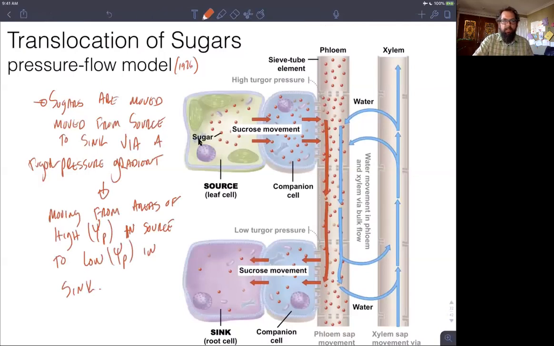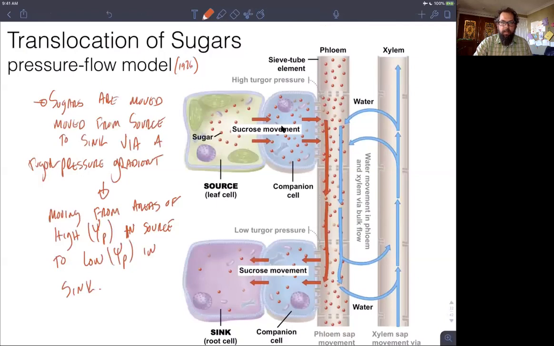And so here we have a leaf cell that's photosynthesizing and creating sugars. Sugars are represented by these little red circles, these little red spheres. Those are our sugars inside of that cell. And so the source cell actually has some concentration, many source cells are making sugars.